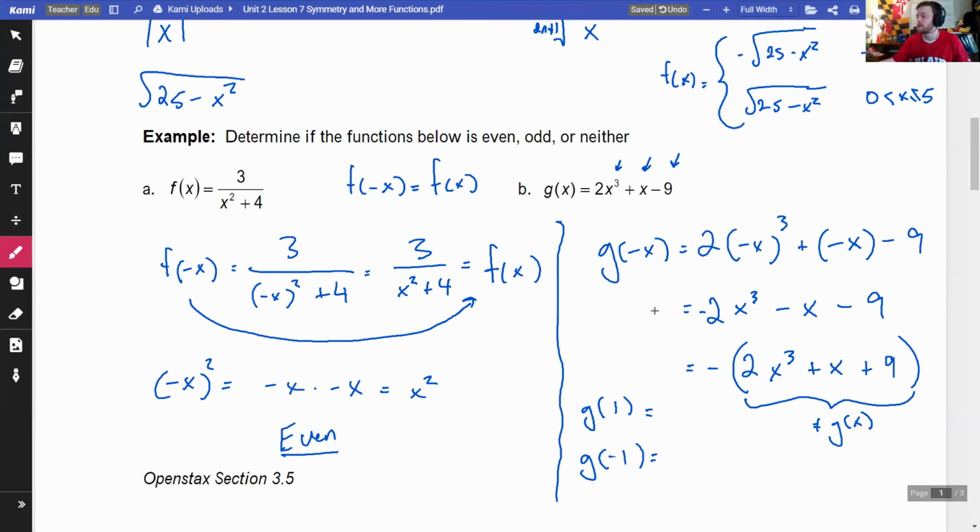So 1 cubed is 1, times 2 is 2, plus 1 is 3, minus 9 is -6. And then -1 cubed is -1, times 2 is -2, minus 1 is -3, minus 9 is -12. Those are super different numbers.